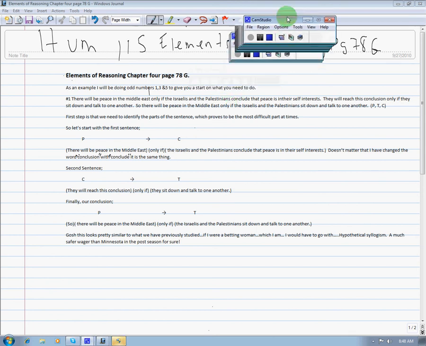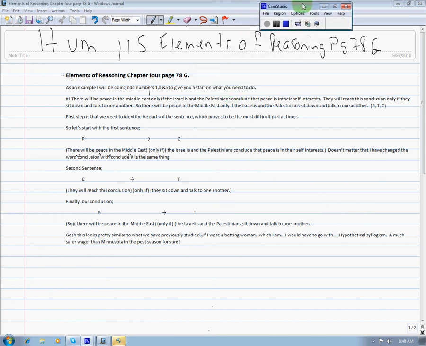Okay, here we go. This will be for Hume 115, Elements of Reasoning, page 78, letter G. As an example, I will be doing odd numbers 1, 3, and 5 to give you a start on what you need to do. So let's take a look at number 1.